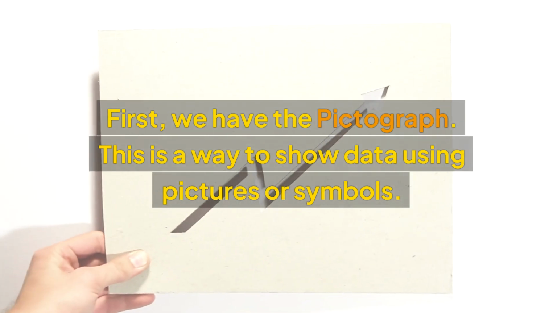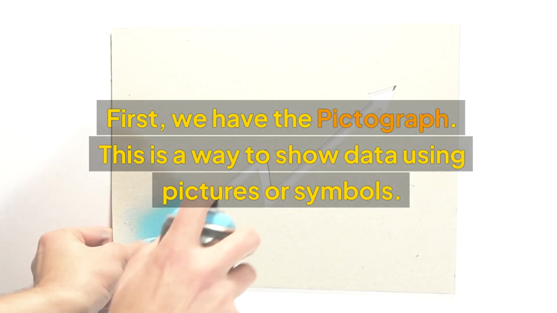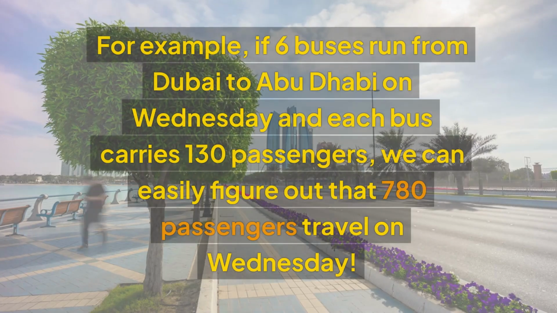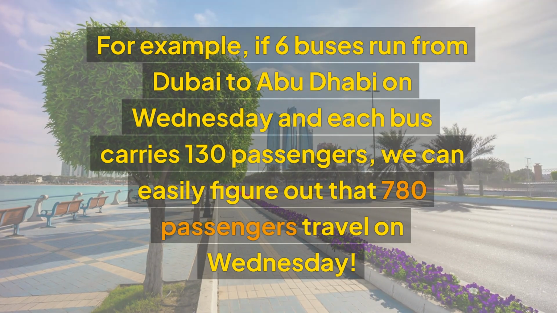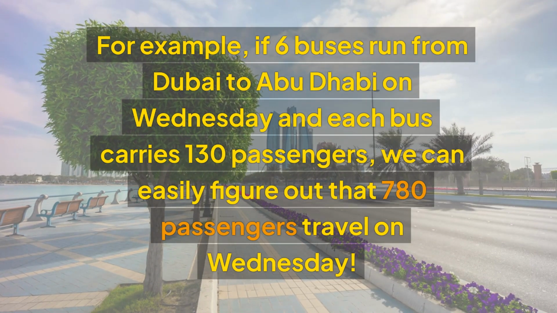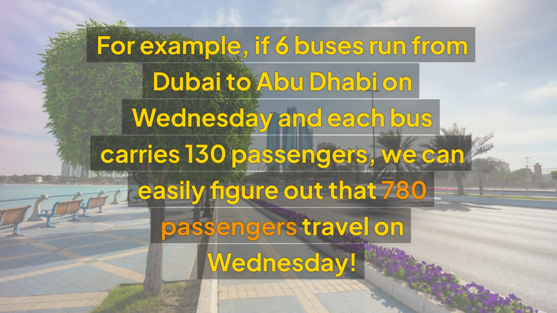First, we have the pictograph. This is a way to show data using pictures or symbols. For example, if 6 buses run from Dubai to Abu Dhabi on Wednesday, and each bus carries 130 passengers, we can easily figure out that 780 passengers travel on Wednesday.